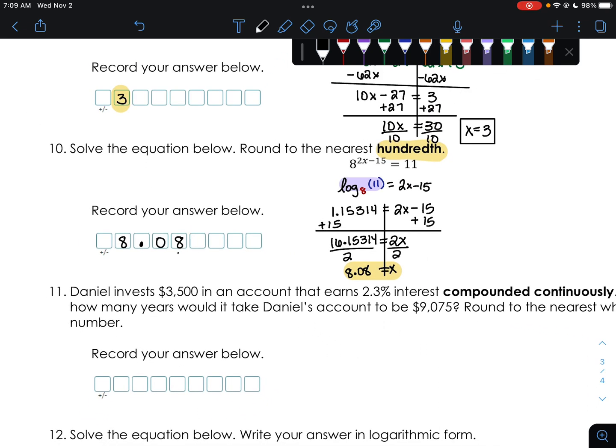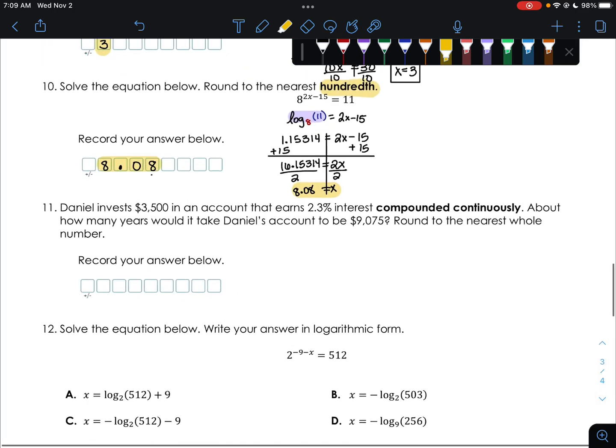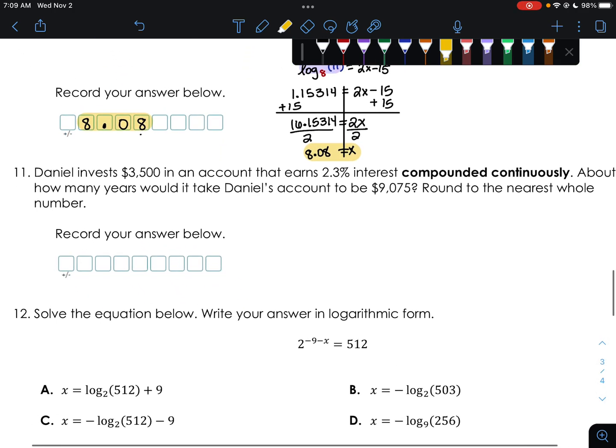But this is my suggestion, how I have it written down for you. Okay, number 11. Daniel invests $3,500 in an account that earns 2.3% interest compounded continuously. About how many years would it take Daniel's account to be $9,075? Round to the nearest whole number. So we are rounding to the nearest whole number.